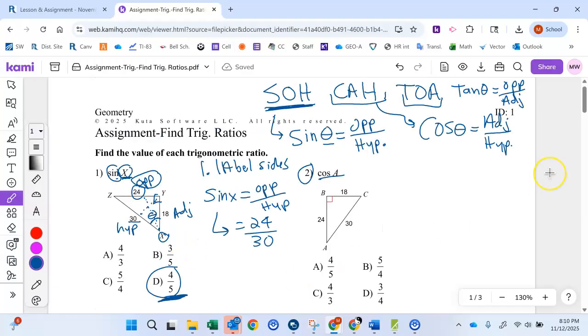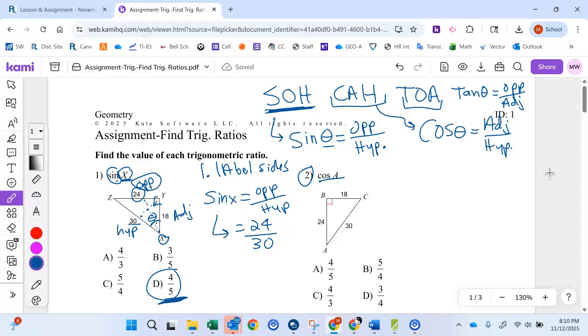So what is cosine? Cosine is adjacent over hypotenuse, right? So it's cosine A. That means A is the reference angle, the reference theta for us. So we're going to label the sides. If that's the angle, the opposite is going to be right here. This is the right angle, so this is going to be the hypotenuse. And the only one left is adjacent. So we're looking for cosine. I'm going to abbreviate it, C for cosine.